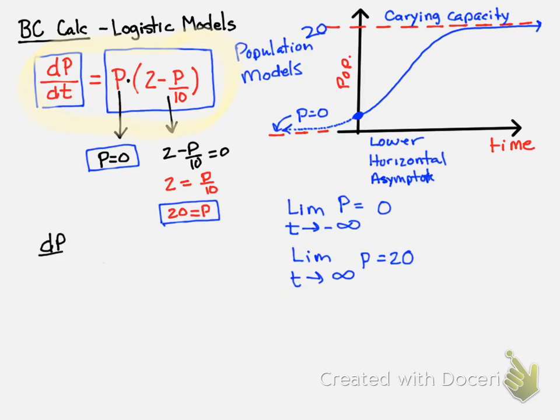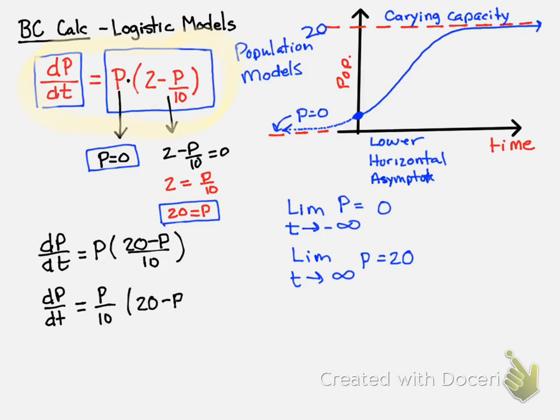There's a couple other ways that this same logistic differential equation could be written. You could write dp/dt equals p times (20 minus p) all over 10, and the rate the population changes, dp/dt, equals p over 10 times (20 minus p). But in all cases, setting each of the factors equal to 0 will represent your horizontal asymptotes because there is 0 slope.